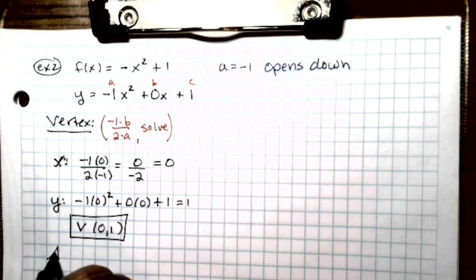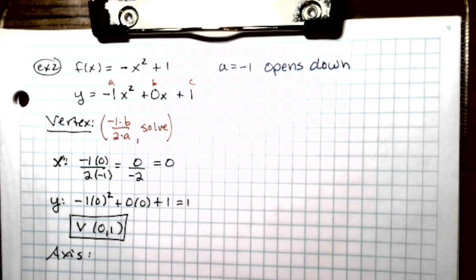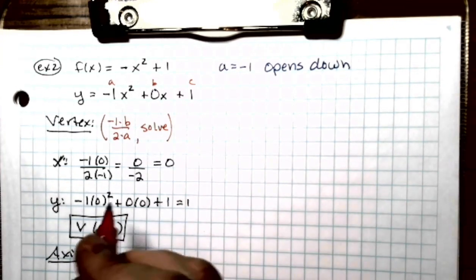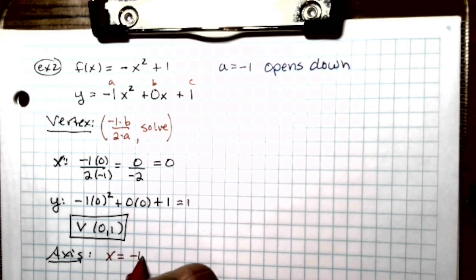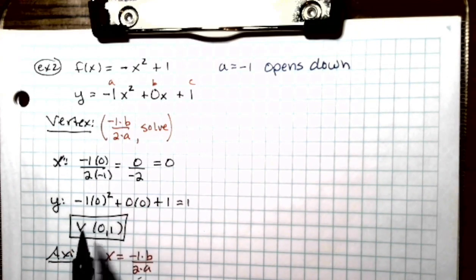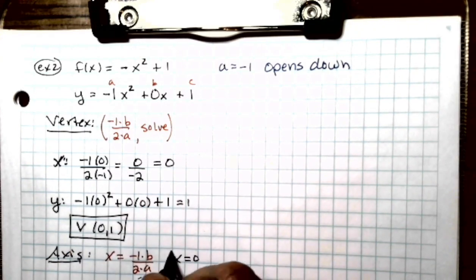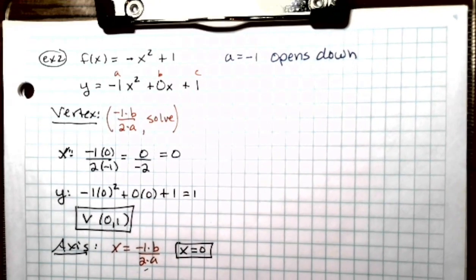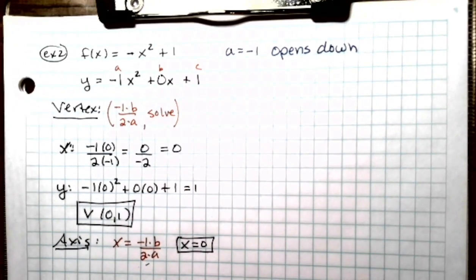All right, this means that our axis of symmetry, which remember has the equation x equals negative 1 times b over 2 times a, is the same as the x coordinate of the vertex, which is 0. So my axis is x equals 0. Okay, grab your ruler.